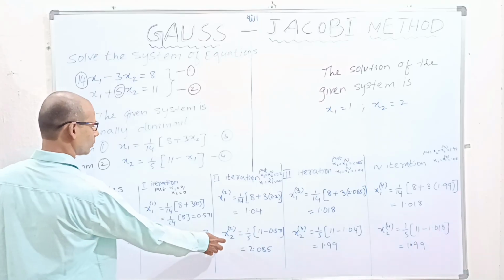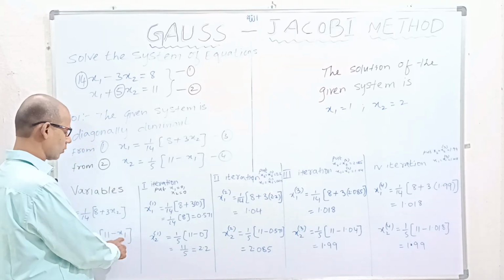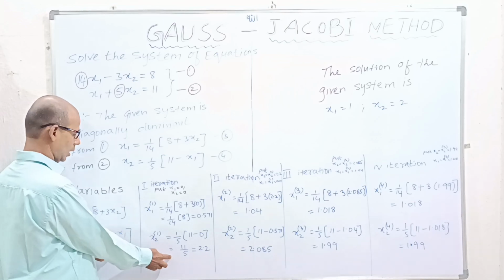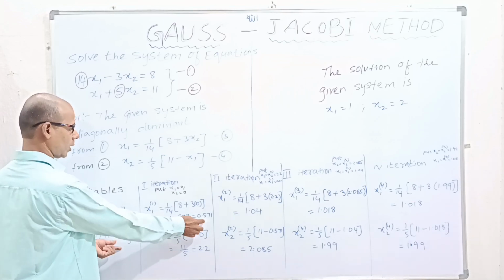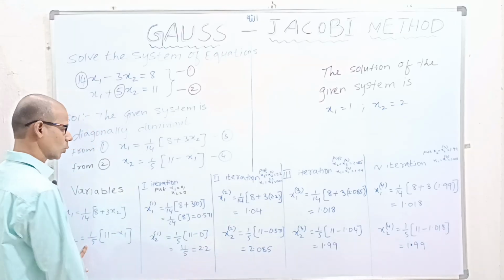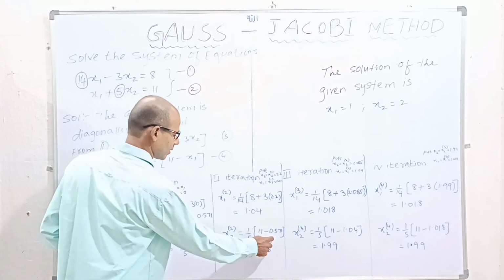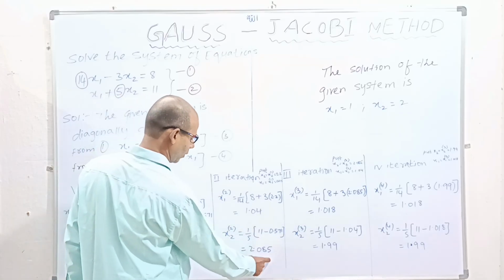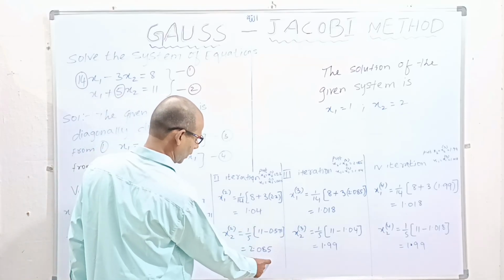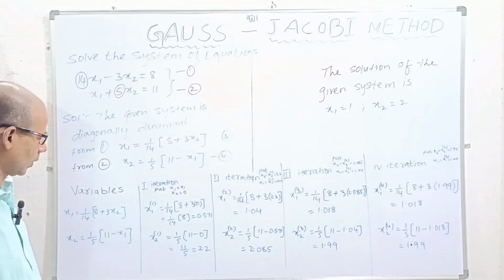Similarly, x2, same equation, but here instead of x1, we will put the value of x1 from the first iteration, that is 0.571. So x2 is equal to 1 by 5 into 11 minus, instead of x1, we will take 0.571. On simplifying this, we will get the value of x2 as 2.085.